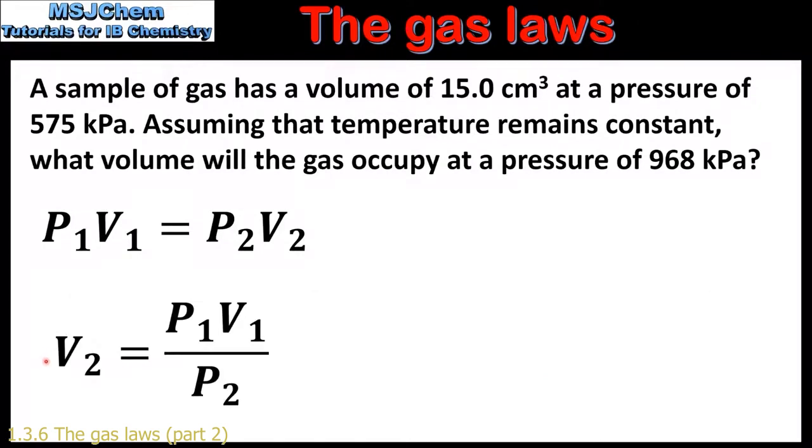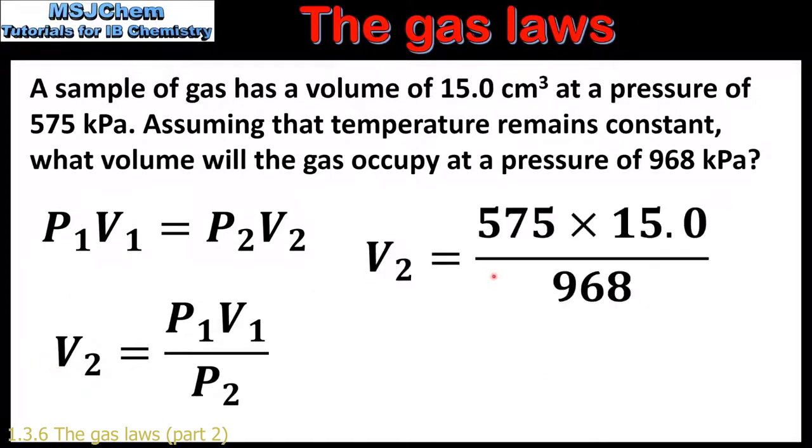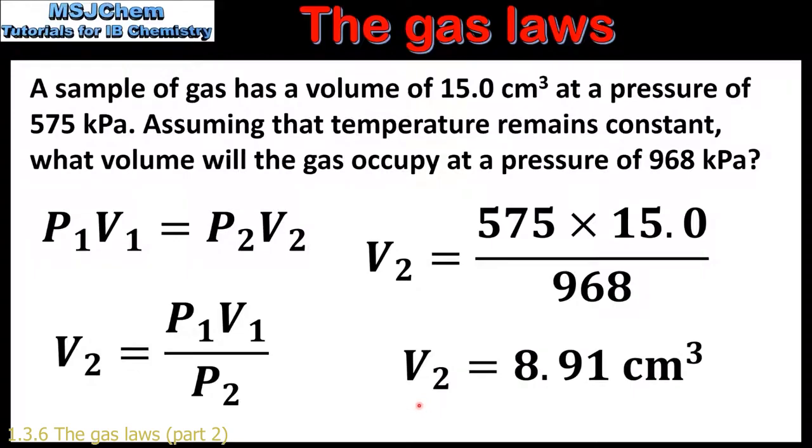So here we have the equation rearranged to solve for V2. Next, we substitute the values into the equation. P1 is 575 kilopascals, and V1 is 15.0 cubic centimeters. P2 is 968 kilopascals. And this gives us a value for V2 of 8.91 cubic centimeters.